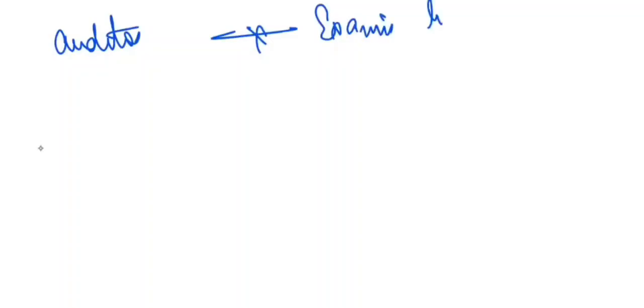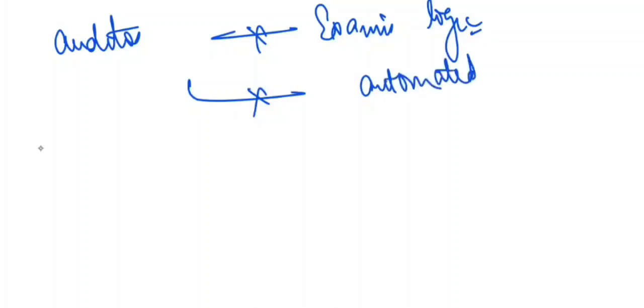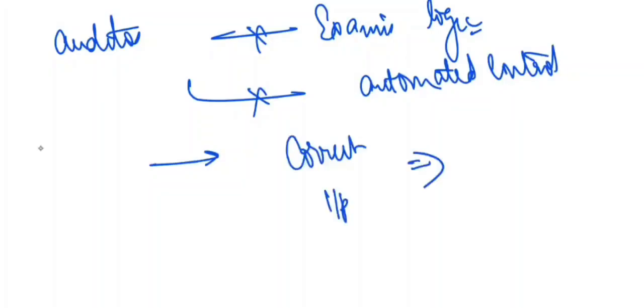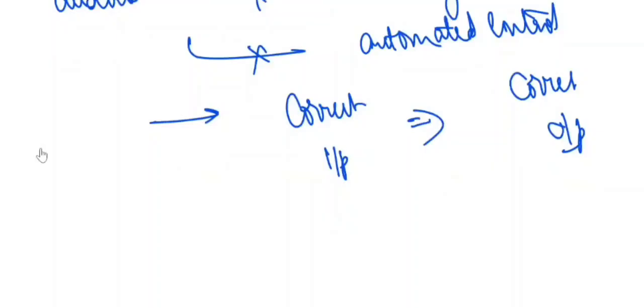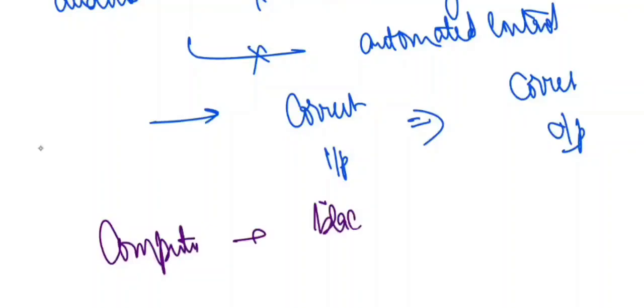Now basically what is happening in this particular question is that this auditor has not examined the logic, he does not test automated control, he only checks whether correct input gives correct output. He only checks whether, if I am giving correct input, I am getting correct output. So this means the computer is treated like a black box. Think about it, the computer is being treated like a black box.